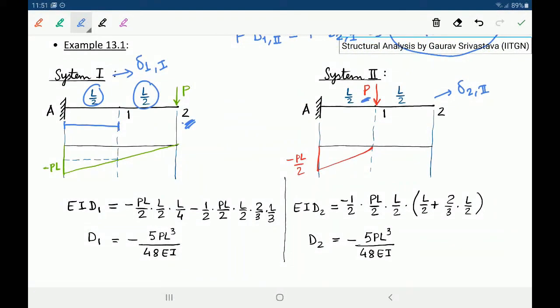So these two displacements can be easily calculated by, let's say, a moment area type of method. That is being shown here, and you can work it out that based on the BMD, the bending moment diagram, in both cases, it is possible to prove that d1 and d2 come out to be the same, which is also predicted by the reciprocal theorem.